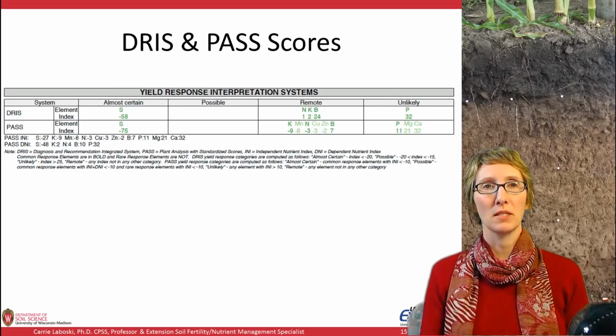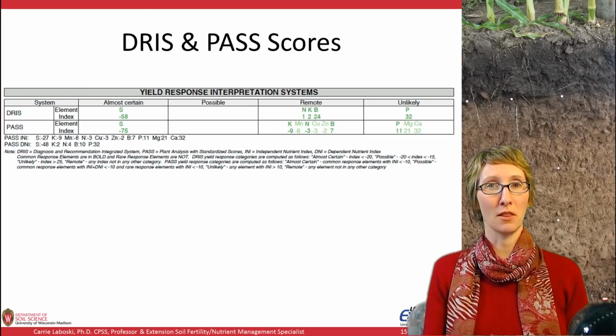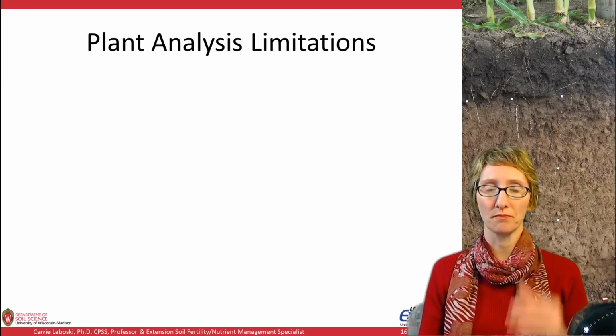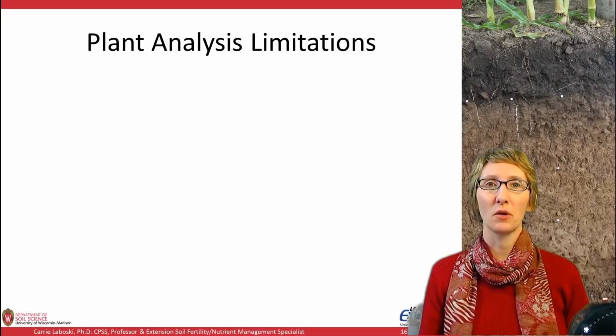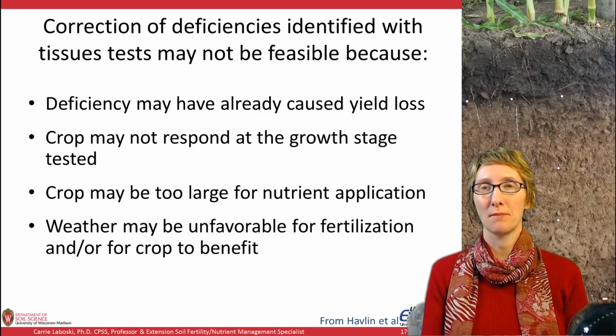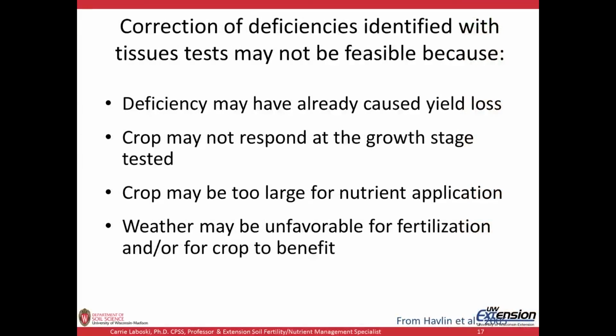Other times we might see where DRIS or PASS either brings in another nutrient or rules something out that the sufficiency range didn't. So you need to think a little bit more. But again, having soil samples and knowing field history are really important in doing these types of interpretations. So that gets me to some of our limitations to plant analysis. One of the big ones is we might be able to determine that there's a deficiency, but can we correct it in time? It's possible that we might have determined the deficiency, but it's already caused yield loss. We can't recoup the yield loss.